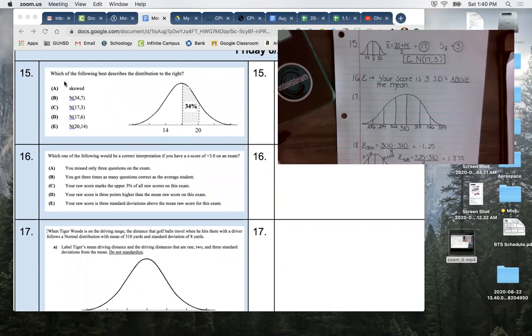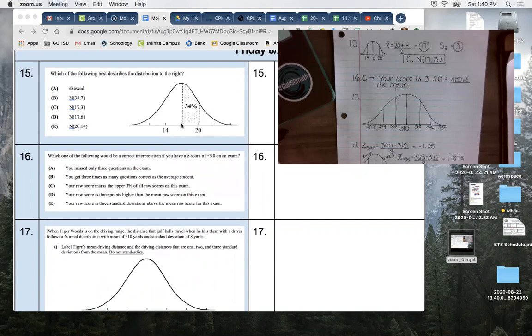So on this one it says, which of the following best describes the distribution to the right? So here is the distribution that they're giving us. It's definitely normal. It has that nice bell shape, so A is out. It's a normal distribution, but I need to figure out what the mean is. To figure out the mean, I need to go right in the middle of 14 and 20. One way to do that is to take 20 plus 14 and divide by 2. That'll average those two numbers. We get 17. That means that my middle is at 17. So we're down to my mean being 17, so C or D.